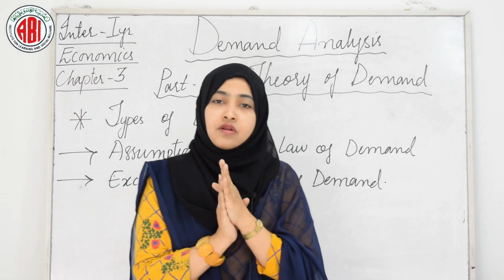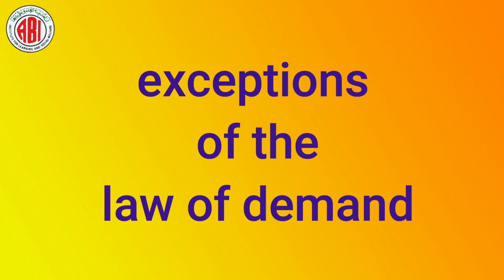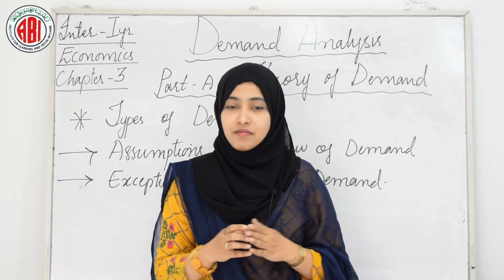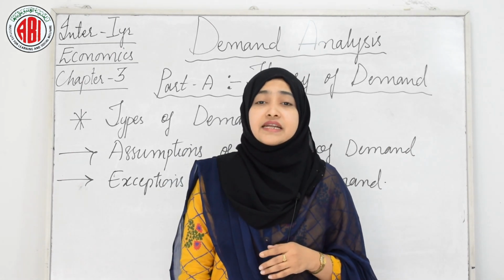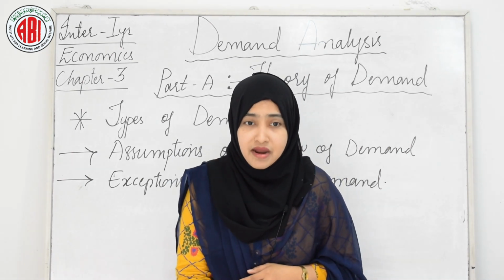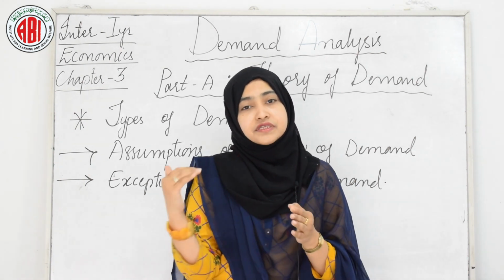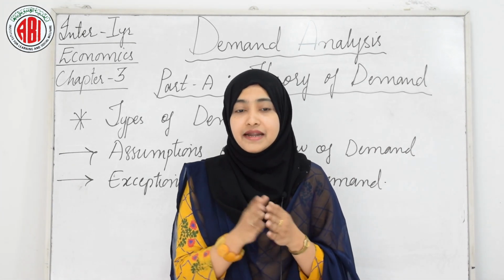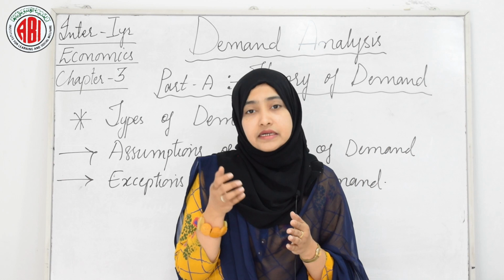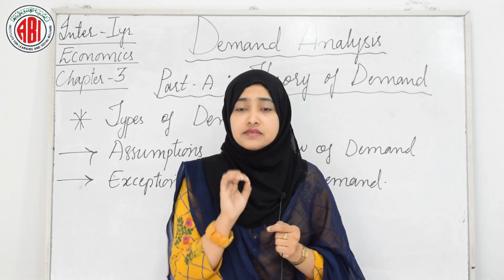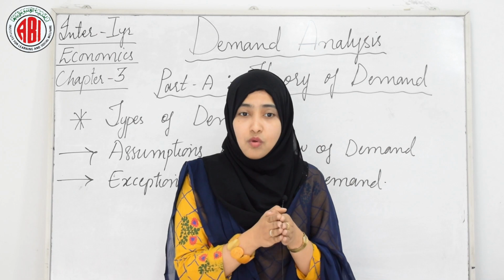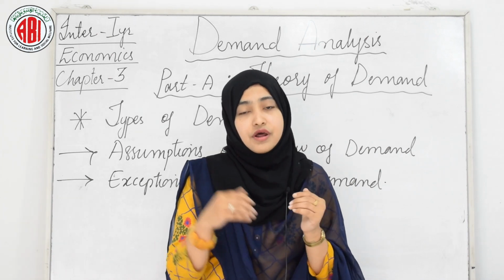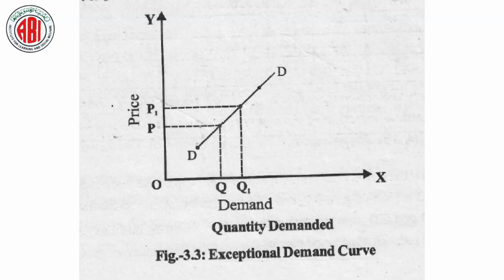After the assumptions of the law of demand, now we will discuss the exceptions to the law of demand. The law of demand is a general statement stating that the price and the quantity demanded of a commodity are inversely related, but in certain situations more will be demanded at a higher price and less will be demanded at a lower price. In such cases the demand curve slopes upward from left to right, which is called an exceptional demand curve, as shown in this figure.